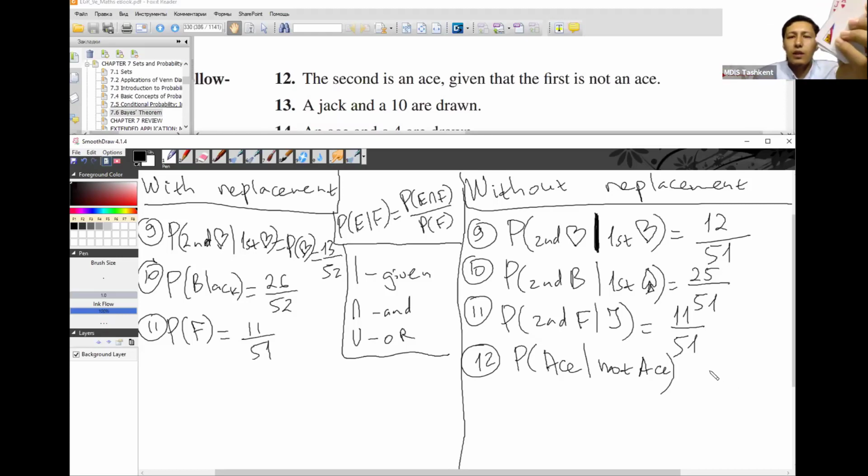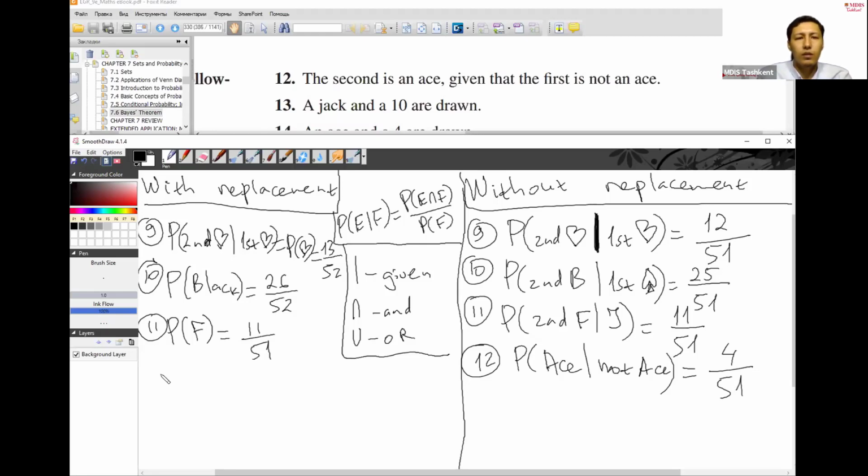So how many cards left? 51. How many aces left? Still 4, because the first card wasn't ace. So it doesn't affect the number of aces here. We still have 4 aces, but we have 51 cards because we throw 1 card out. Therefore it is equal to 4 divided by 51.